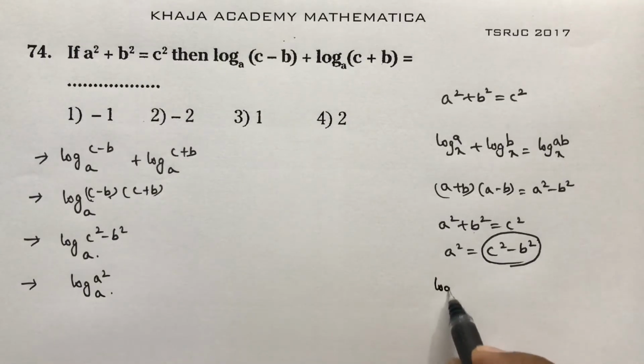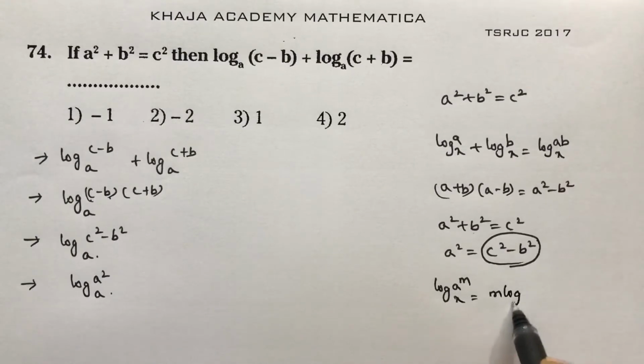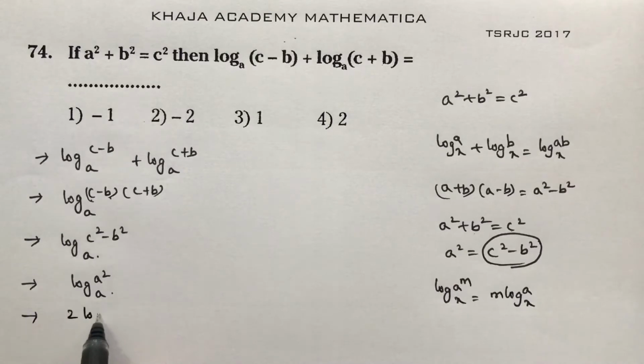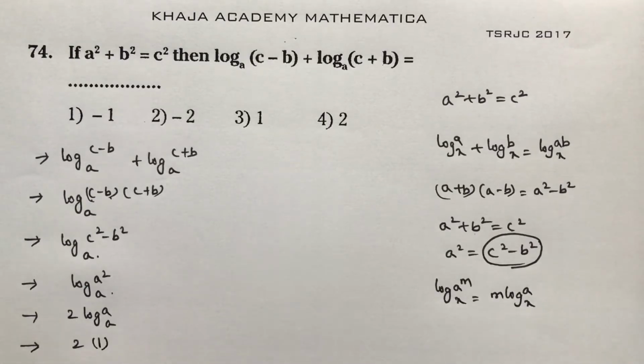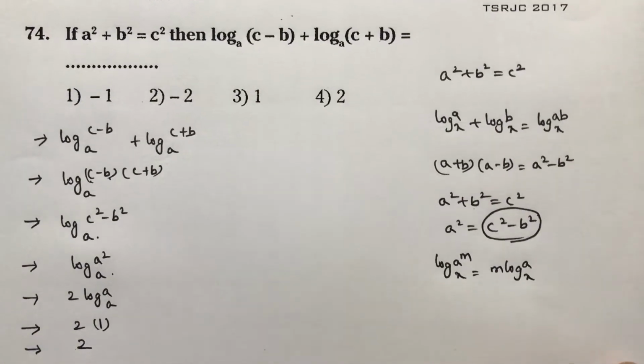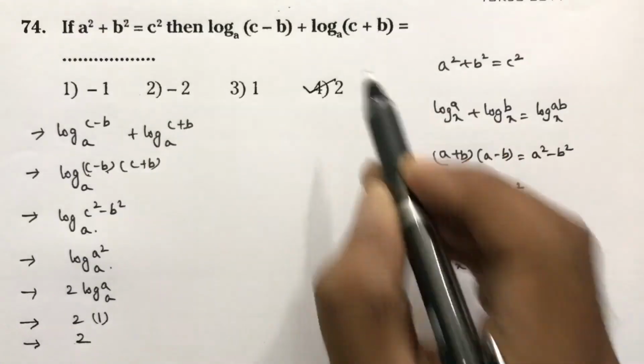Again I'll apply logarithm of power, log a to the power of m to the base x equals m log a to the base x. So here 2 log a to the base a, 2 into 1, that is nothing but 2. So the answer is 2. So the correct option is 4.